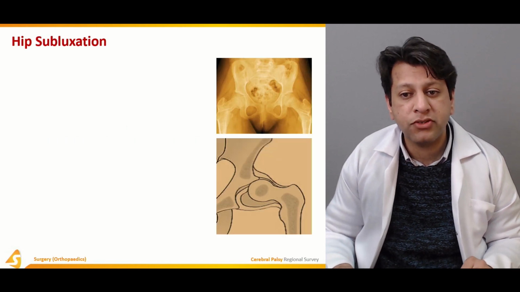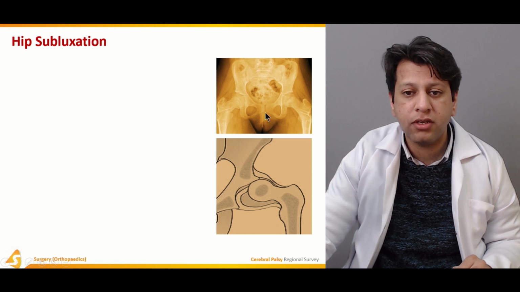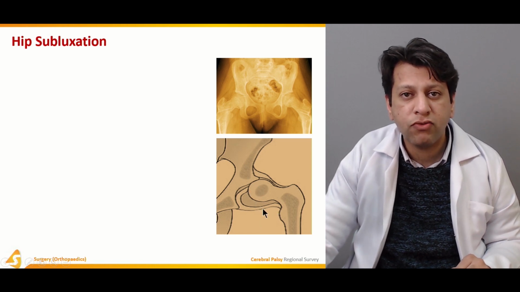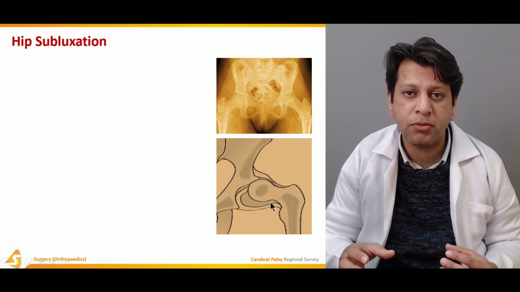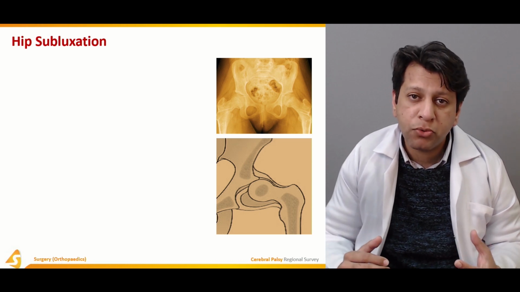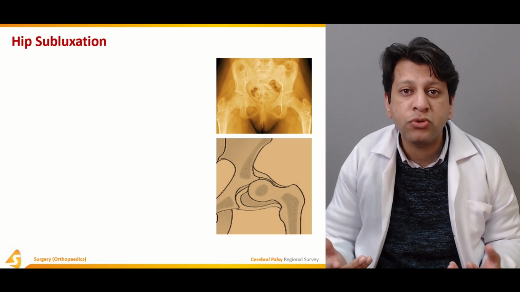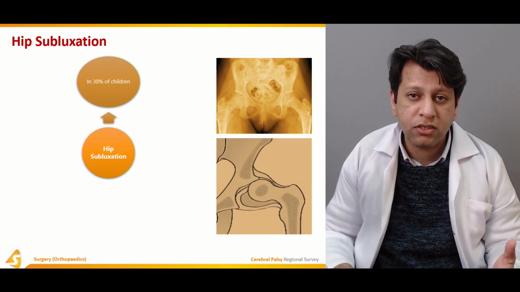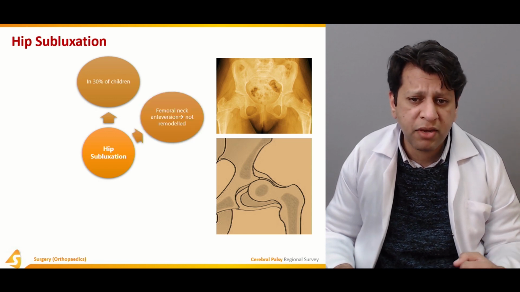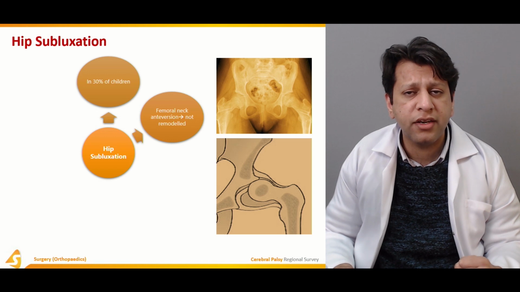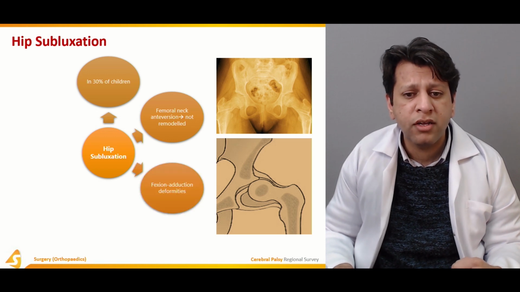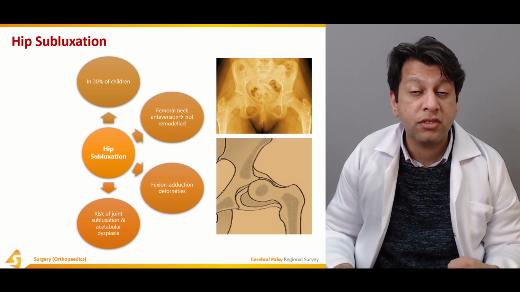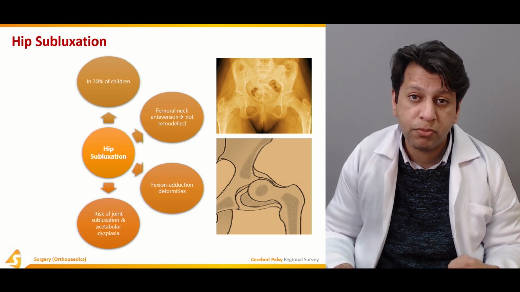Now coming to hip subluxation. If you see this diagram, usually the hip is internally rotated and adducted, and therefore it predisposes to posterior subluxation. The hip may be in posterior subluxation, or there could be a frank posterior dislocation as well. In 30% of the children, this is usually present. The femoral neck is in anteversion and does not remodel. There are flexion and adduction deformities. There is risk of joint subluxation, and acetabular dysplasia is always present.